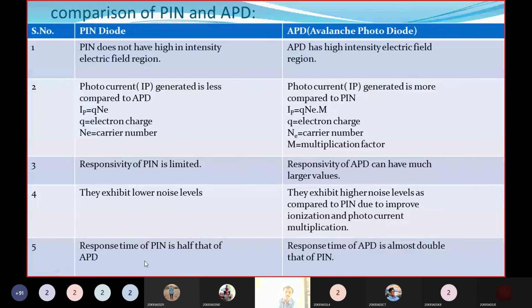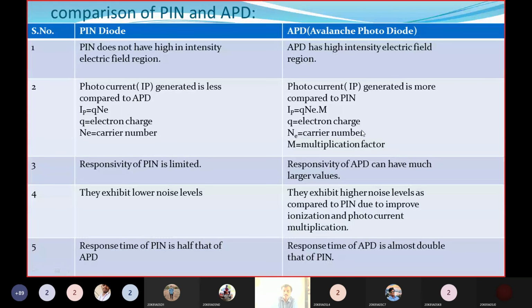So the response time here is less, but in case of APD diode the response time is high. One more point is efficiency. The efficiency of the APD diode is high compared to the PIN diode. So this is the comparison between the PIN diode and APD diode.